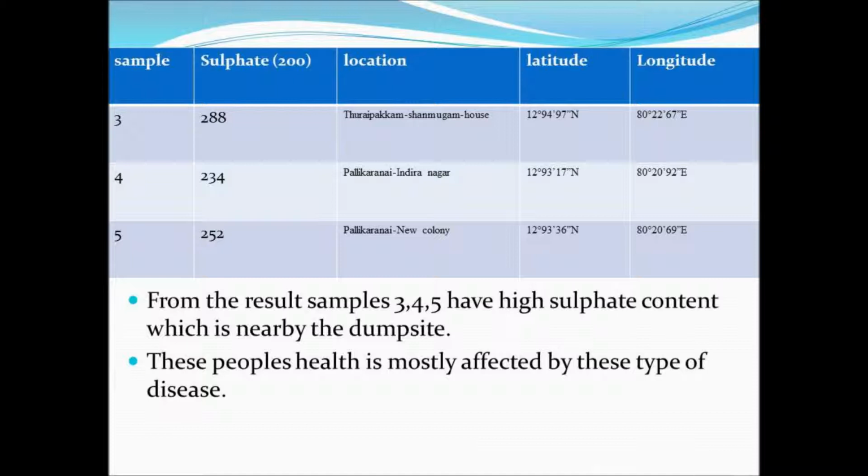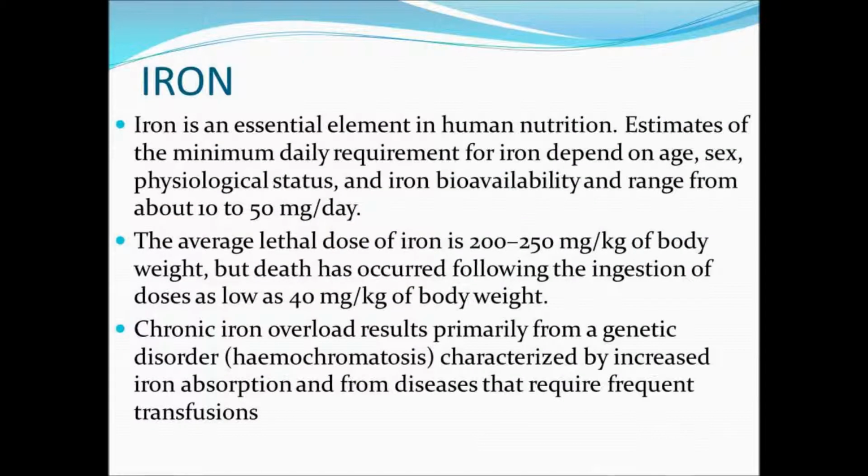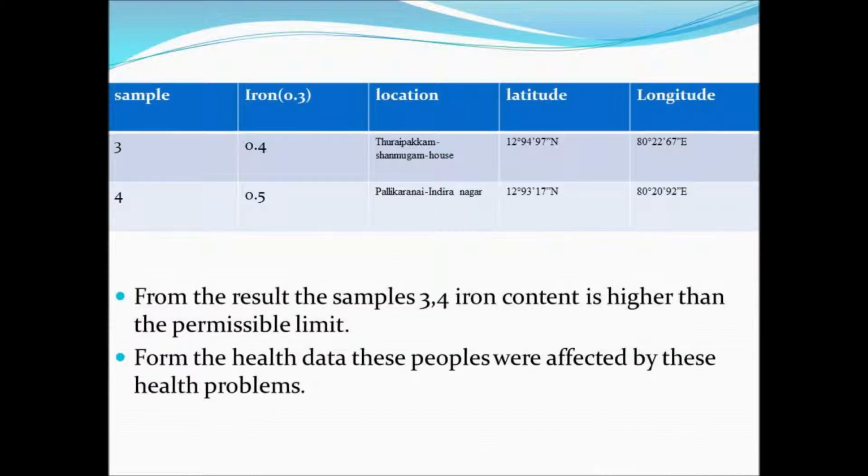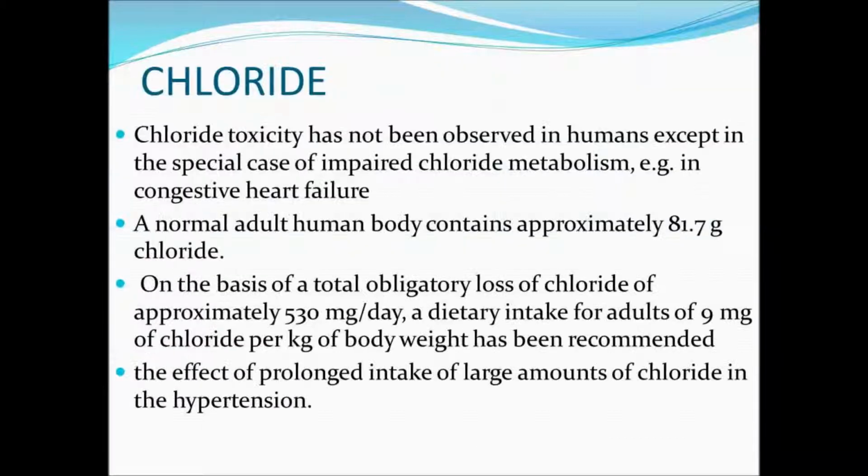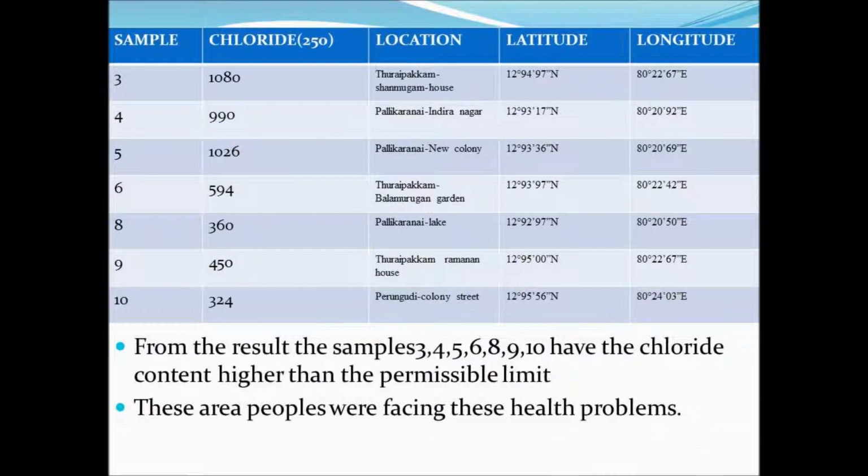This is the type of people affected in health. Iron is an essential element in human nutrition. Heavy contamination may lead to intake of 50 milligrams per day. It is also contaminated in samples 3 and 4. And this is chlorine content; the normal adult human body should have 81.7 grams. It is also exceeding in samples 3, 4, 5, 6, 8 and 9.